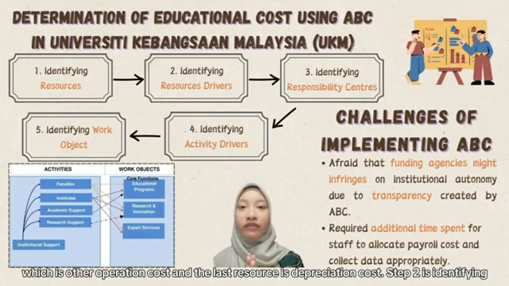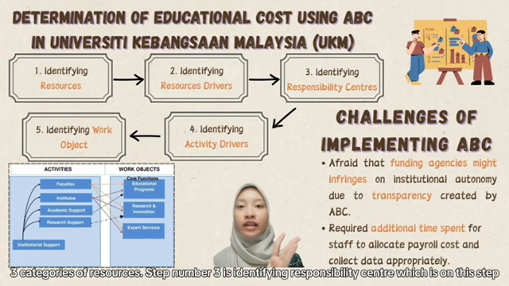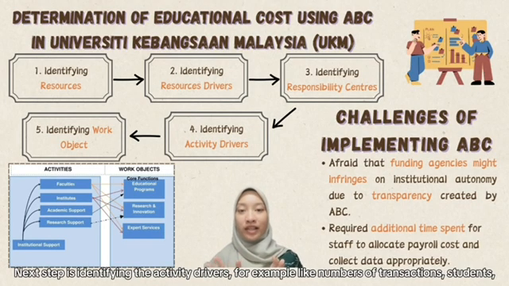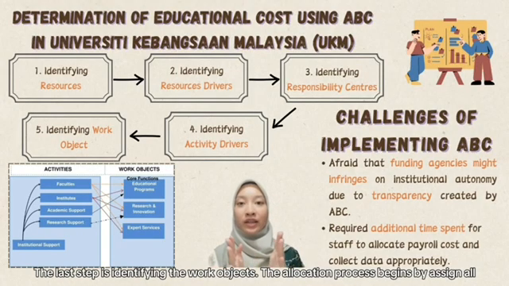Step 2 is identifying resource drivers, where each responsibility center will have its own cost trace based on the three categories of resources. Step 3 is identifying the responsibility center, which should be identified according to the function in that educational institution. The next step is identifying the activity drivers, for example the number of transactions, students, staff, credit hours, percentage of activities, and duration of academic program. The last step is identifying the work object.